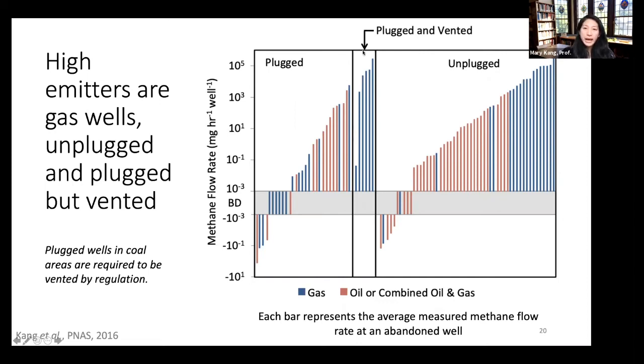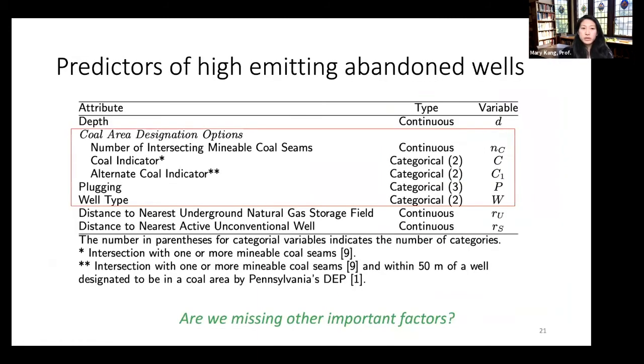However, there is this special category of plugged wells called plugged and vented wells, shown here. These wells are in coal areas, and they're required to be vented by regulation. As you can see, even though they're plugged, they emit as much methane as the unplugged wells. Those are just a few factors, but there could be other factors. What about depth? What about distance to nearest natural gas storage field or active unconventional well? Could those other factors have an impact in addition to plugging status and well type?